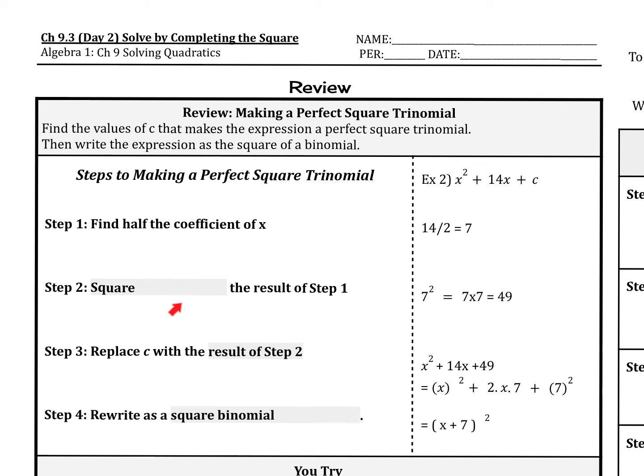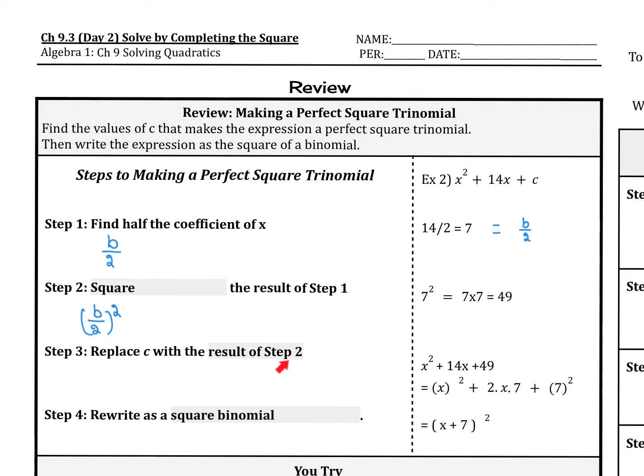Step number 2: square the result of 1. The result of 1 is 7, so you square that. In other words, we can say b over 2 squared. The coefficient of x is always b, and you take half of that, so this is b over 2. In the next step, you square that, so b over 2 squared. In this example, you take the square of 7, and that is 49.